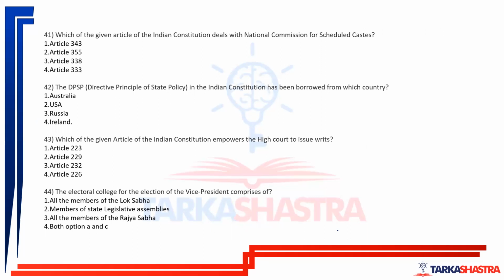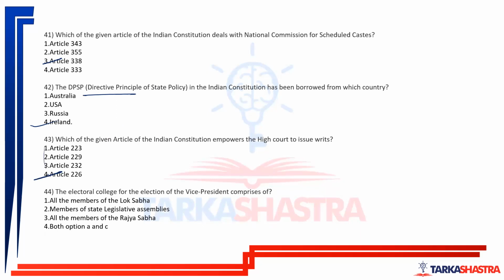Which of the given articles of the Indian Constitution deals with the National Commission for Scheduled Castes? So it is Article 338. The DPSP, Directive Principles of State Policy, in the Indian Constitution has been borrowed from which country? So directive principles have been borrowed from Ireland. Okay, which of the given articles of the Indian Constitution empowers the High Court to issue writs? So it is Article 226.